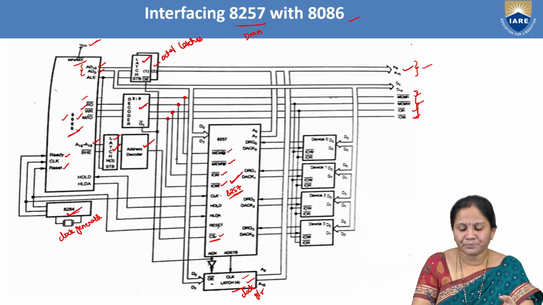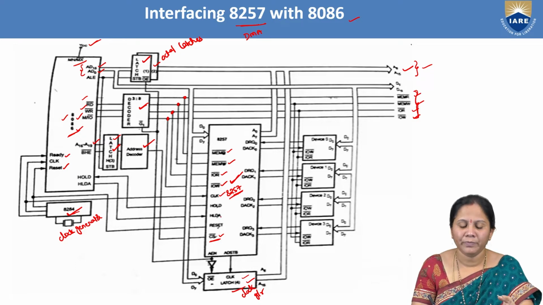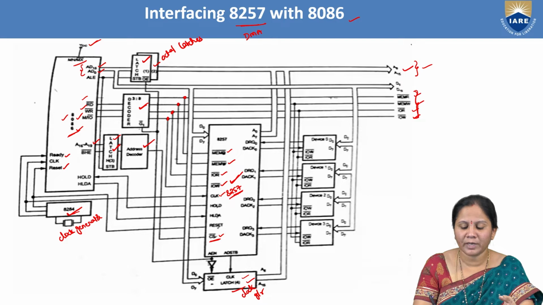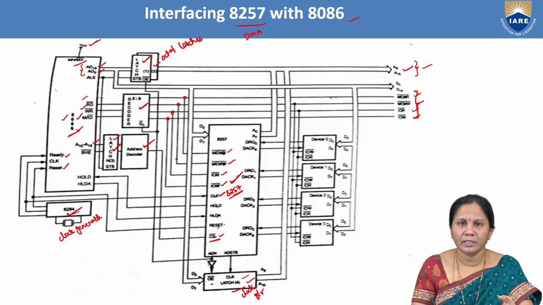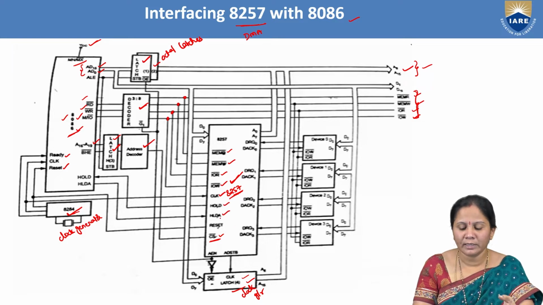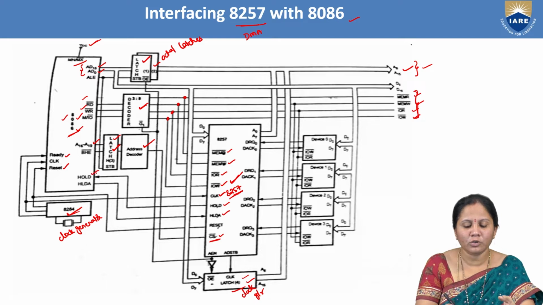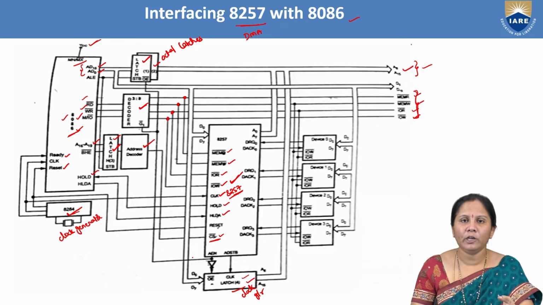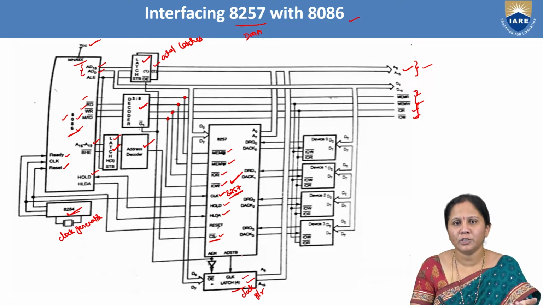And another one is here. This is the clock signal. So the clock signal of 8086 will be connected to the clock signal of this 8257 DMA controller. And another one is hold acknowledgement. Generally in 8086 we have the signal HOLD, but in the 8257 DMA controller we have HRQ. So the HOLD signal of 8086 should be connected to the HRQ signal of 8257. In the same way, the HLDA signal of 8086 should be connected to the HLDA signal of the 8257 DMA controller.